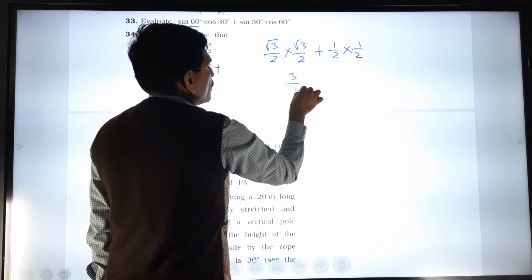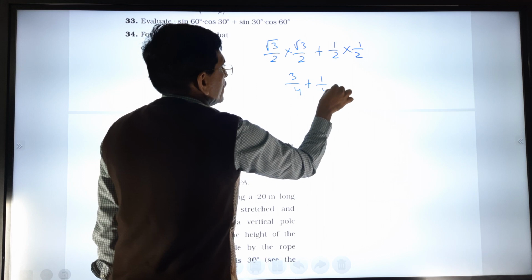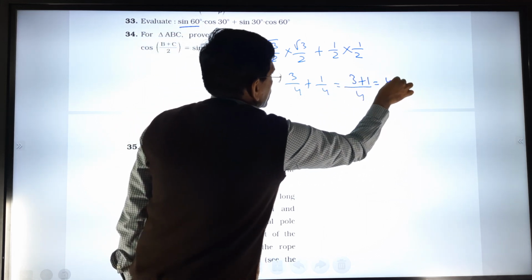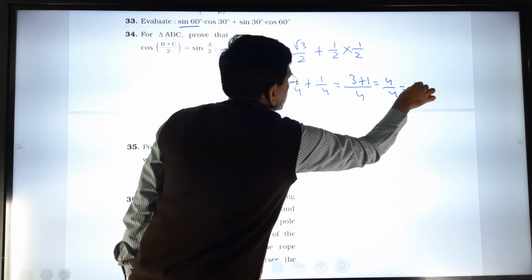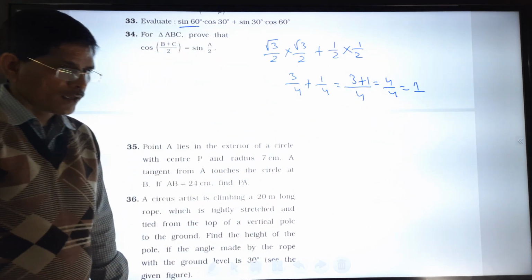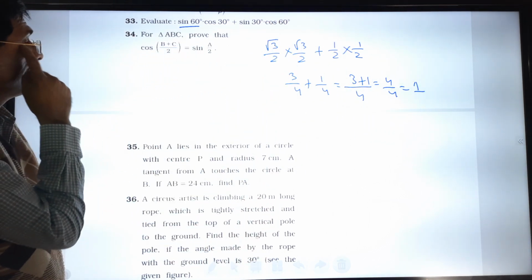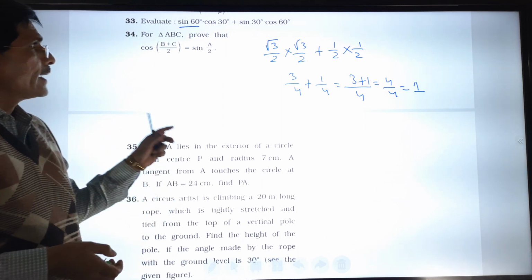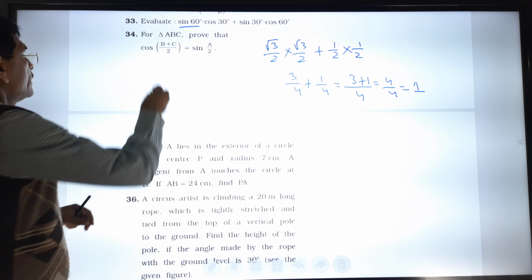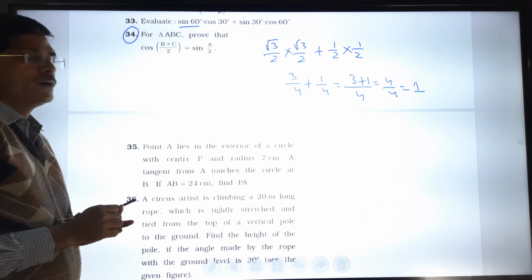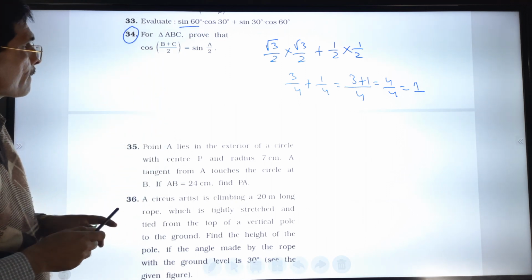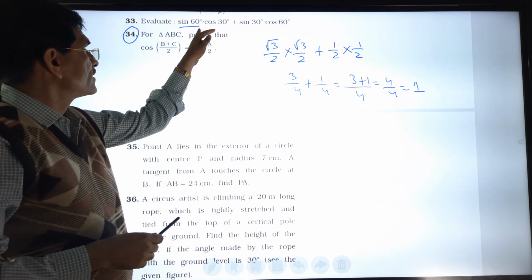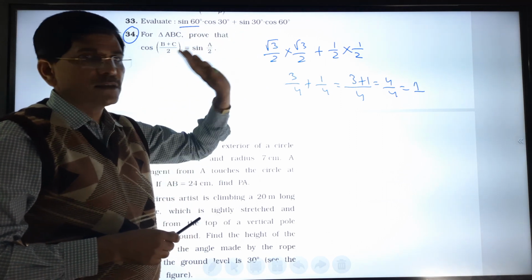So 3 by 4 plus 1 by 4. The denominator is the same, so 3 plus 1 is 4 by 4, that is 1. According to me, it's an easy sum. Write it now. Only put the values of sin 60, cos 30, sin 30, cos 60.